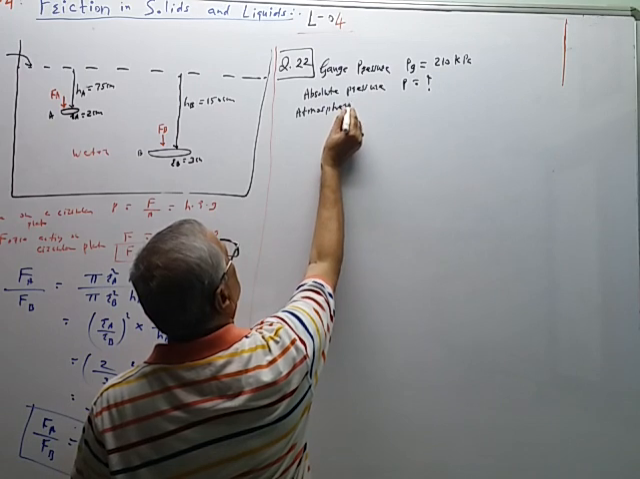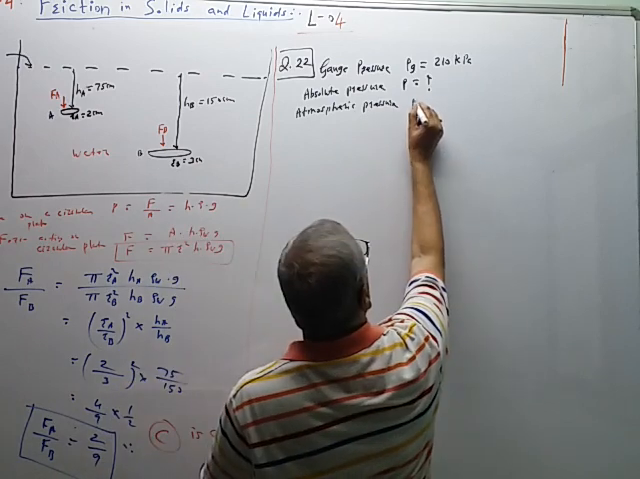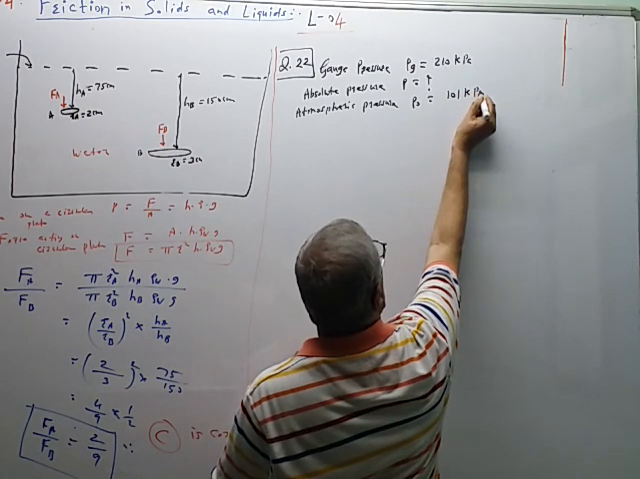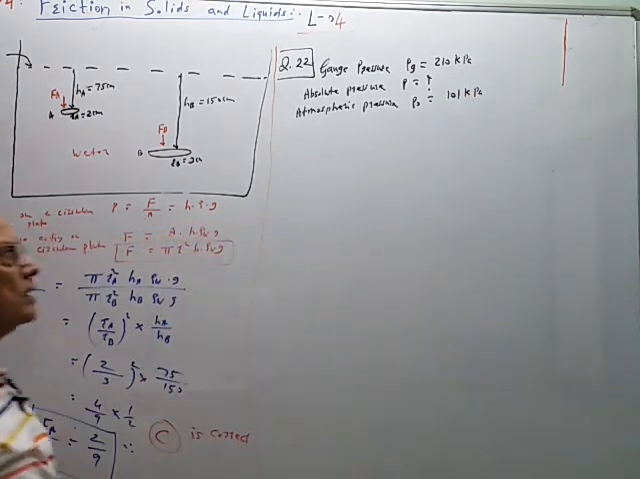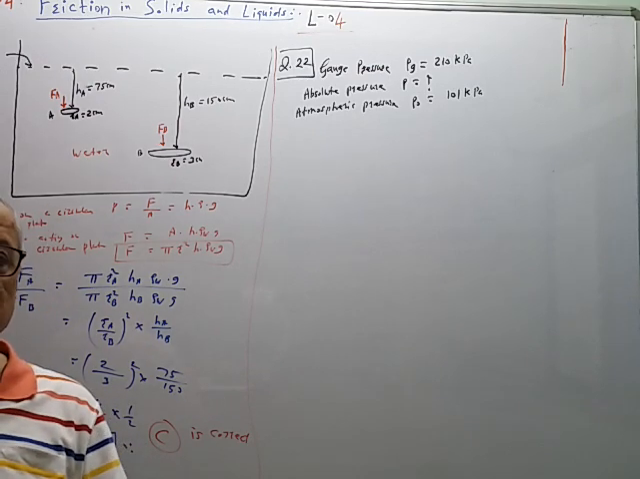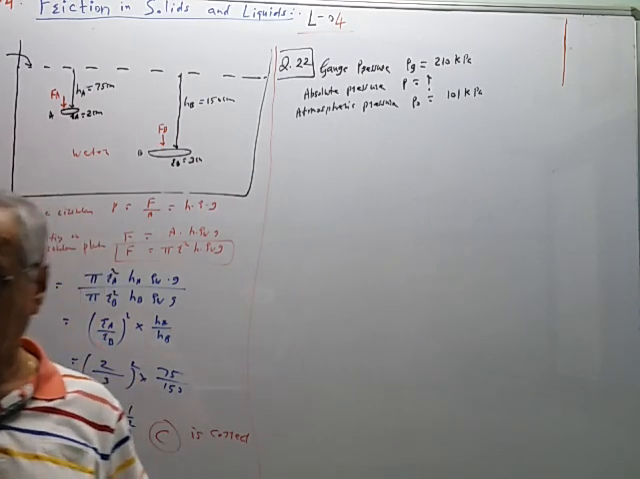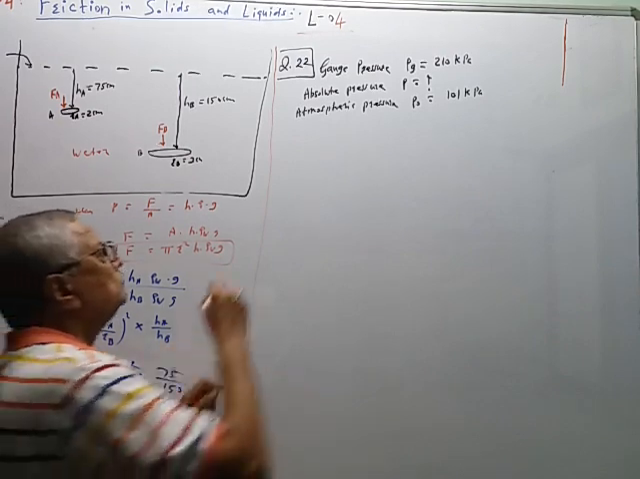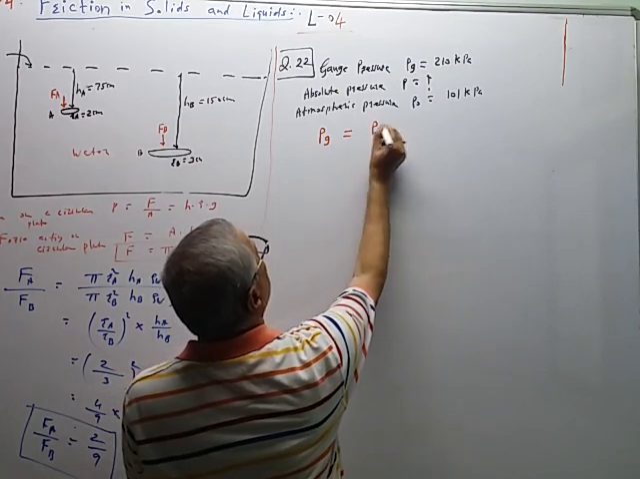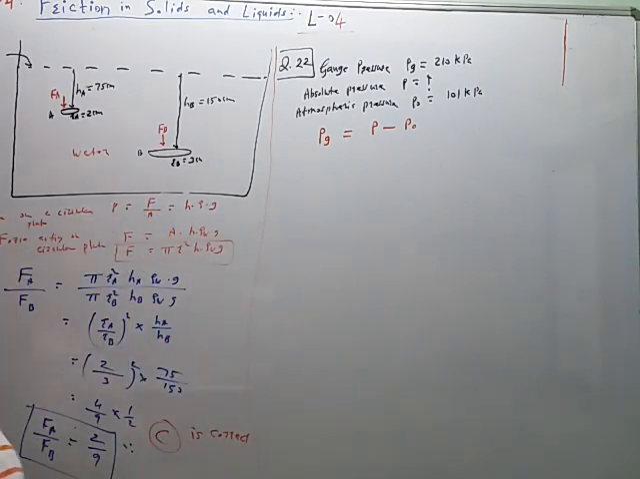Atmospheric pressure P0 is equal to 110 kilopascal. So both the values are given in kilopascal. Answer is also in kilopascal. So all the quantities are pressure, pressure, pressure, so they are dimensionally correct. The relation between them is like this. PG is equal to absolute pressure P minus atmospheric pressure P0. This is the basic relation.